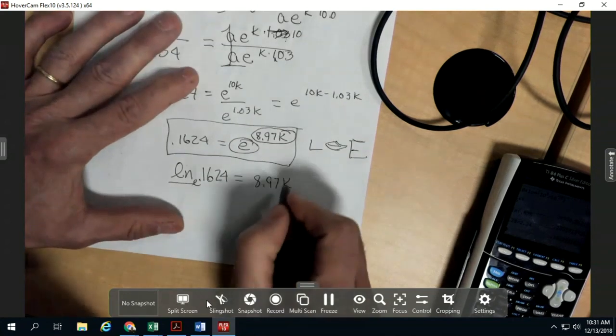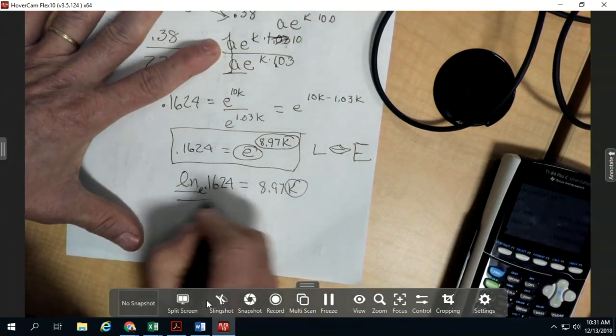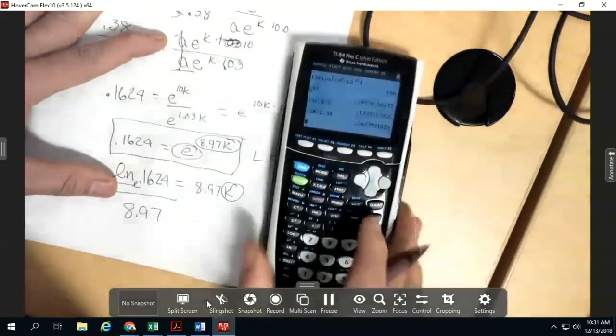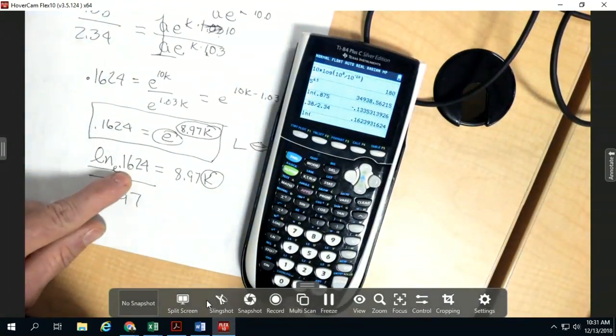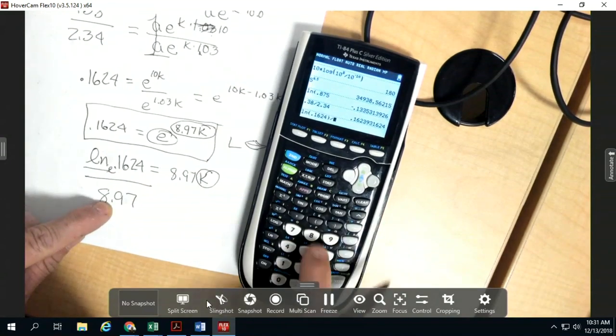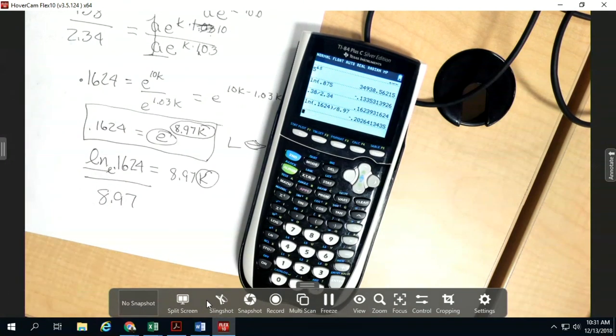So now if you want the k all alone, you divide that by 8.97. So on your calculator, you'd press 0.1624 divided by 8.97. So it goes down about 20% per whatever the unit is. 20% per second, or per bounce, per second.